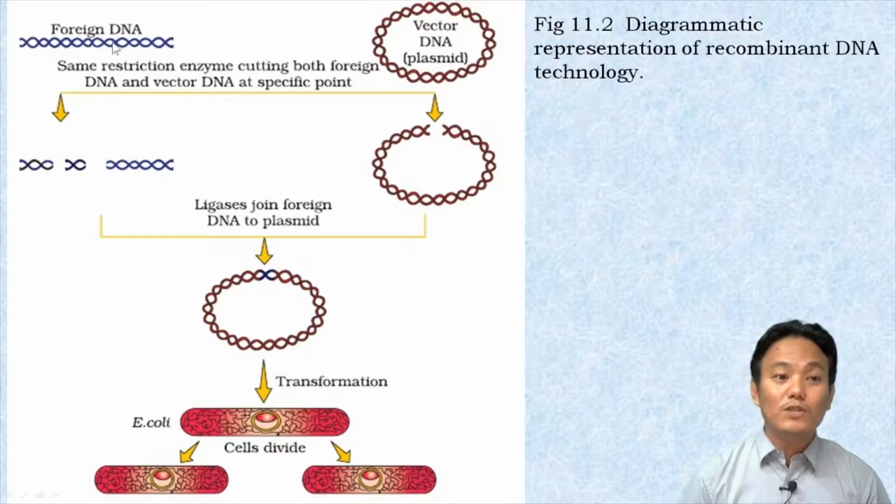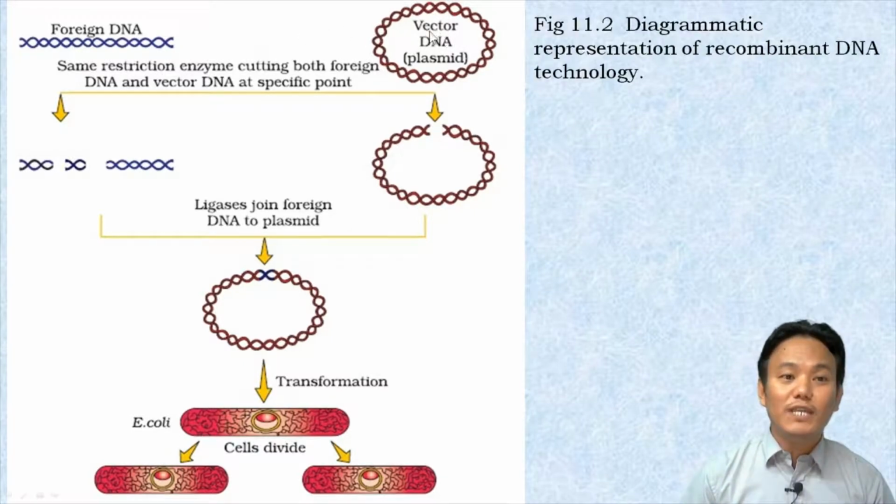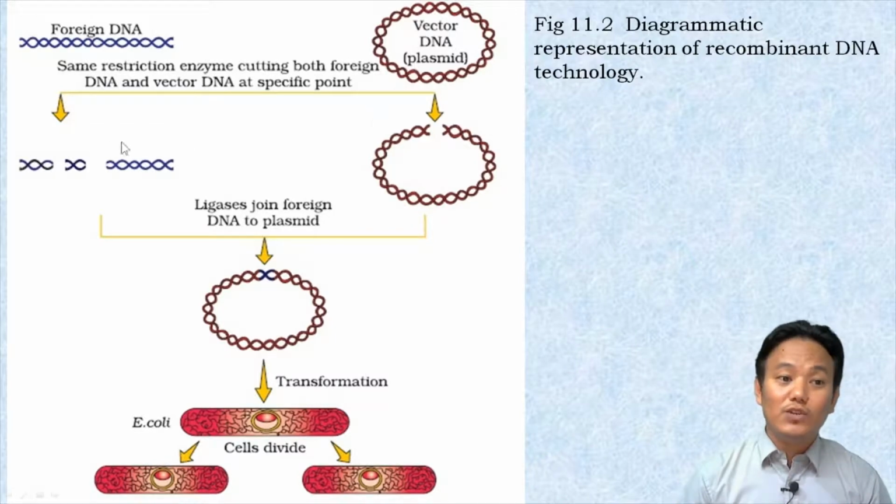Right? So in this one, we can see there is a foreign DNA over here and a vector DNA over here. It's a plasmid DNA from the bacteria. And these two DNAs are treated with the same restriction enzyme. When they are treated with the same restriction enzyme, we can easily bind this foreign DNA to the vector DNA because the sticky ends are complementary to each other, and the ligase will bind and form a recombinant DNA. So this is a recombinant DNA.